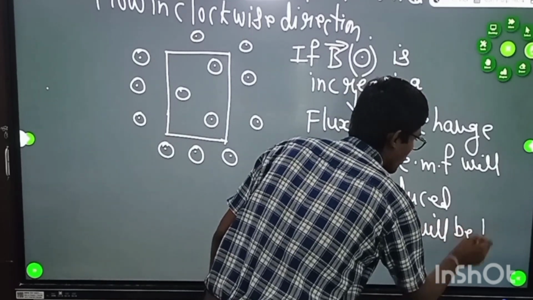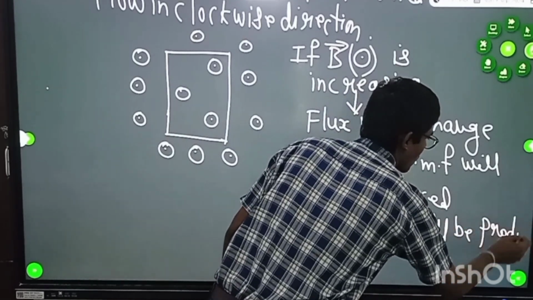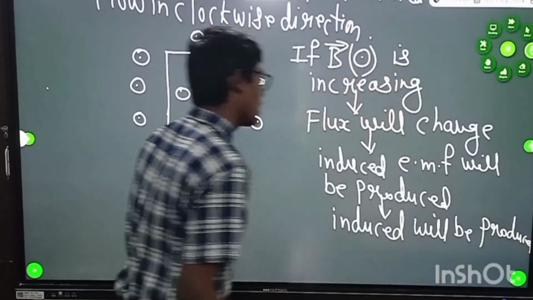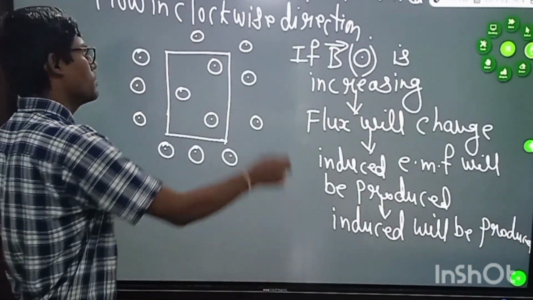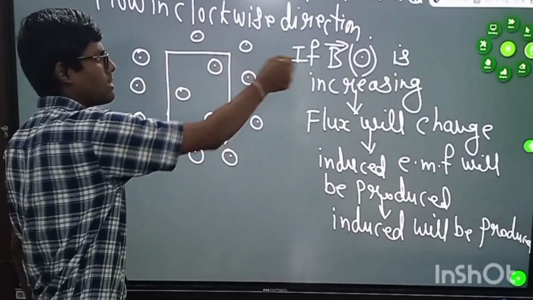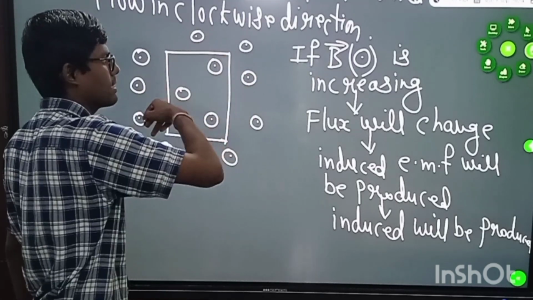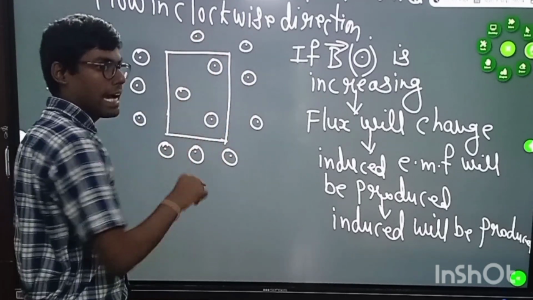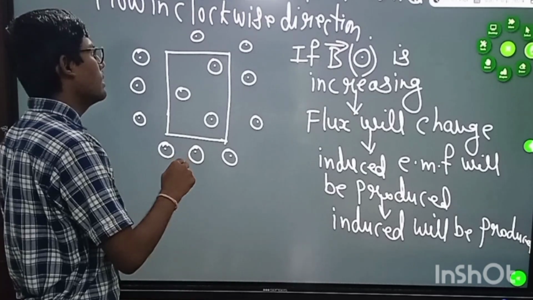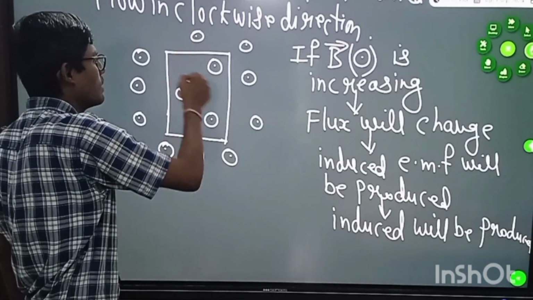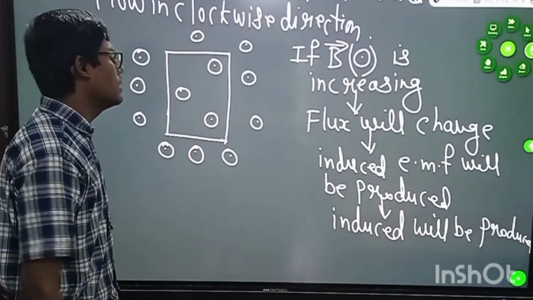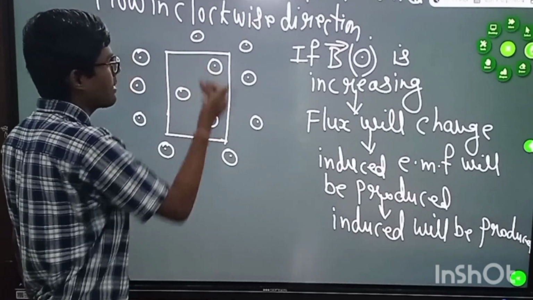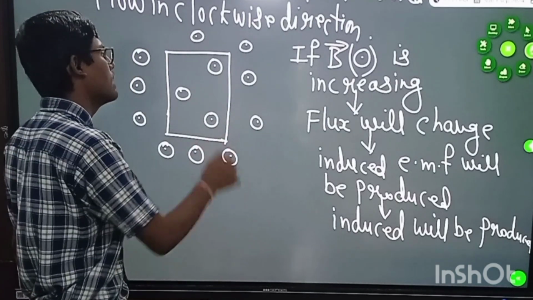Will be produced in it. Induced current will flow. So if this external magnetic field is increasing with respect to time, then current will flow in this conducting coil. Now there are again two directions. In which direction will the current flow according to Lenz law?